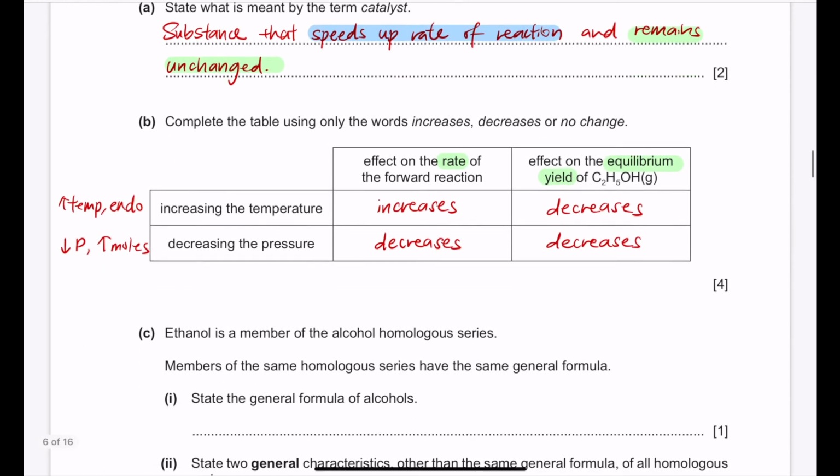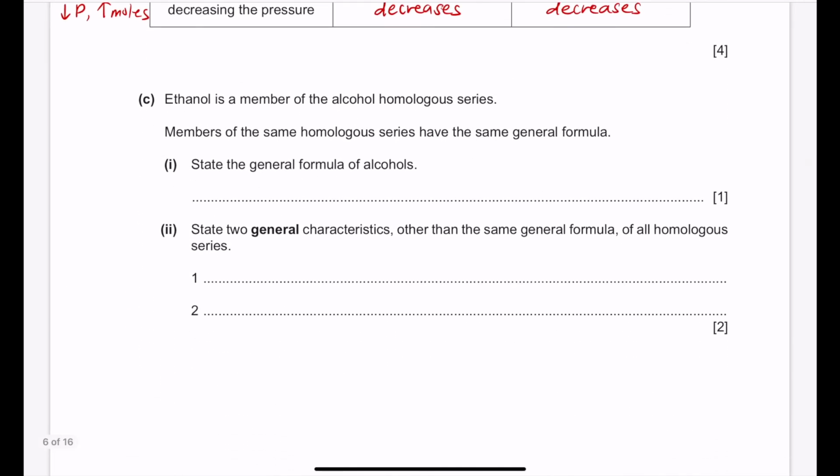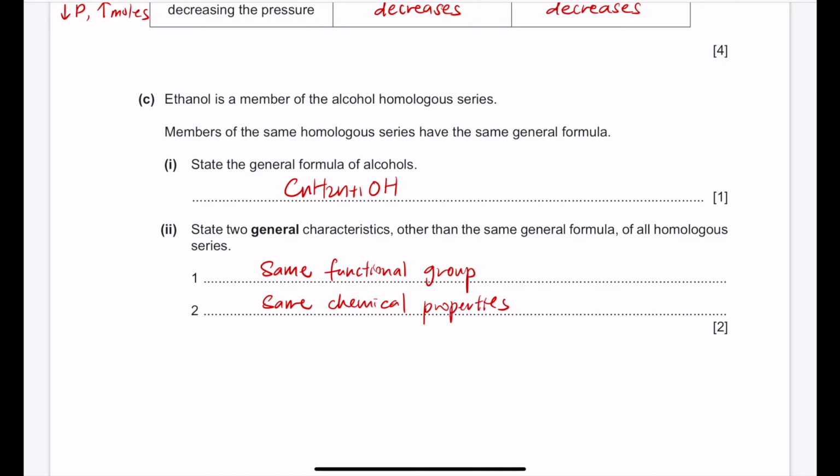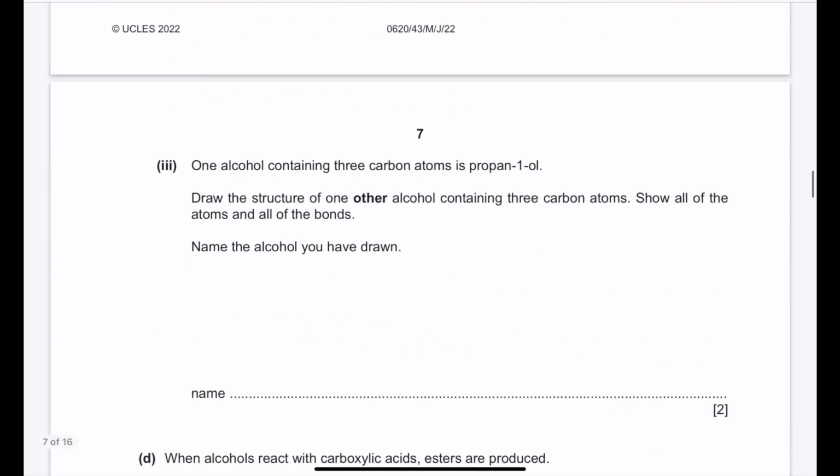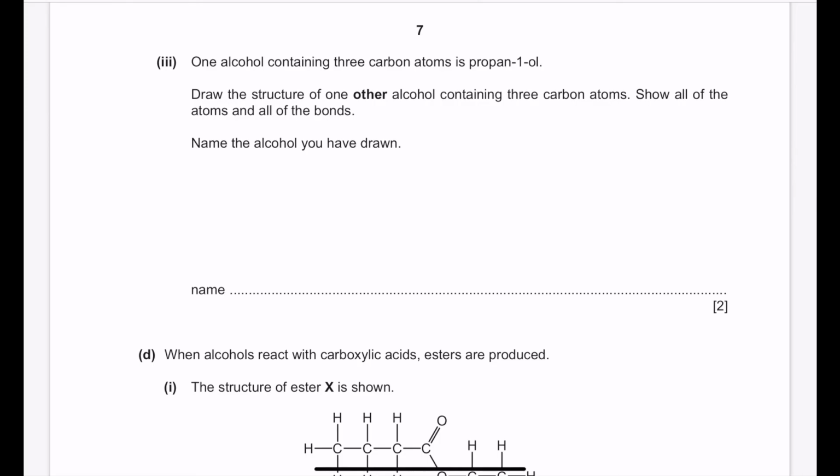Okay, so next one, given this alcohol, so what is the general formula of alcohol again? CnH2n+1OH. Okay, so next one, general characteristics. You see, other than having the same general formula, what else? They also have the same functional group. Okay, and they also have the same chemical properties.